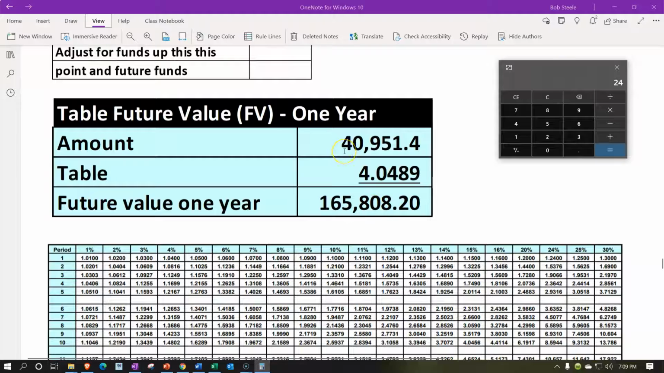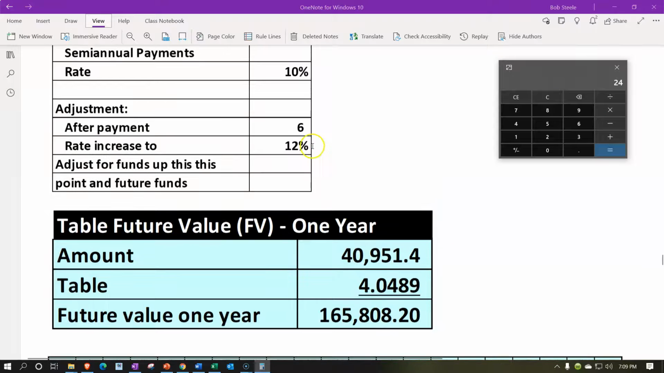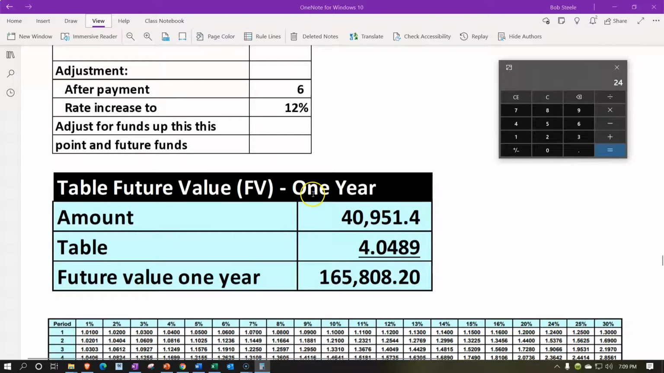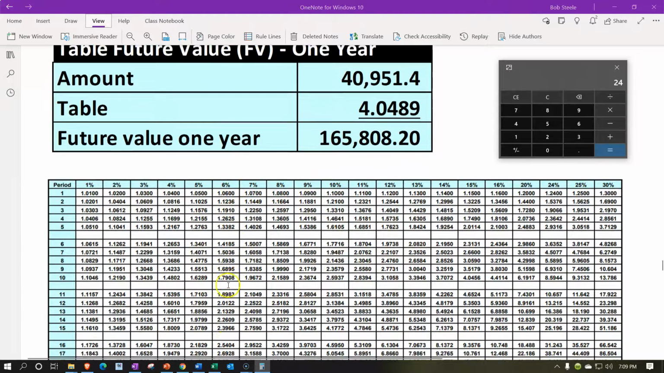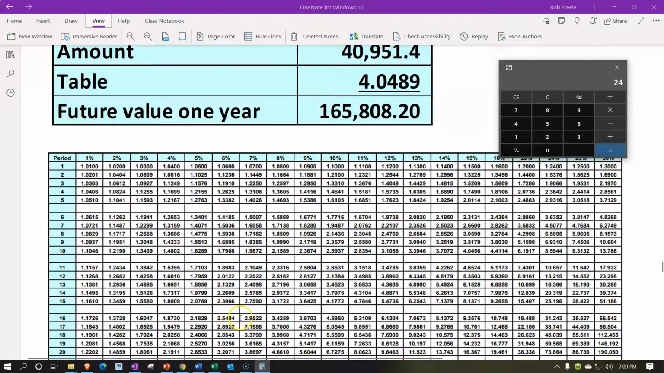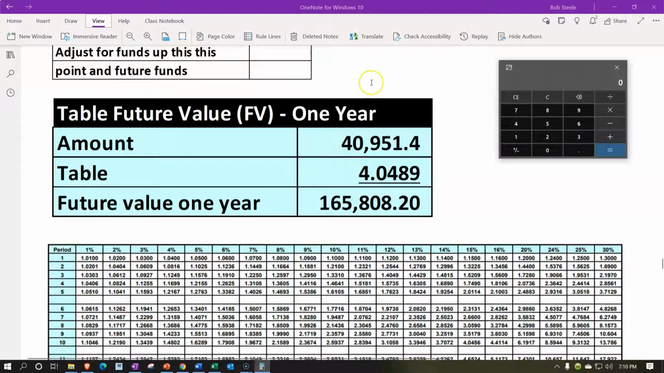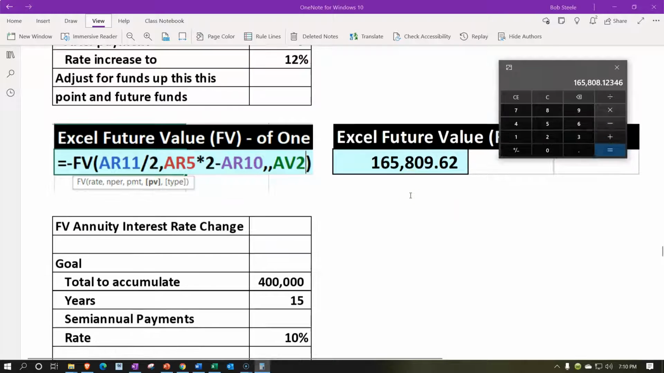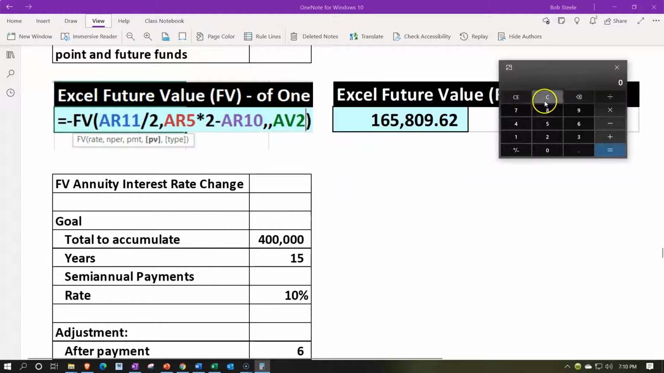Now we've got the 40,951.40. On the tables, we're looking for 6% and the 24 periods. So we're looking at 6%, 24, which is way down here. That's 4.0489. If we take the 40,951.4 times the 4.0489, that gives us about 165,808.20. That's a little bit different than what we got up top, and that's due to the rounding.